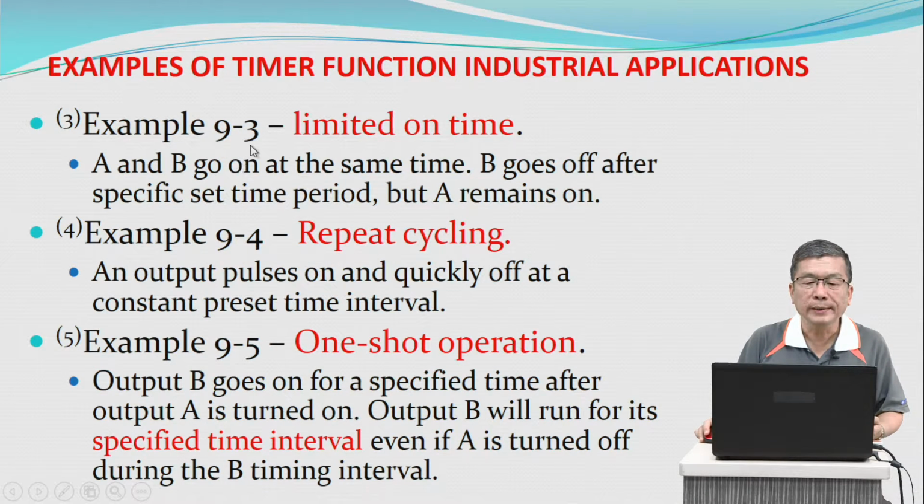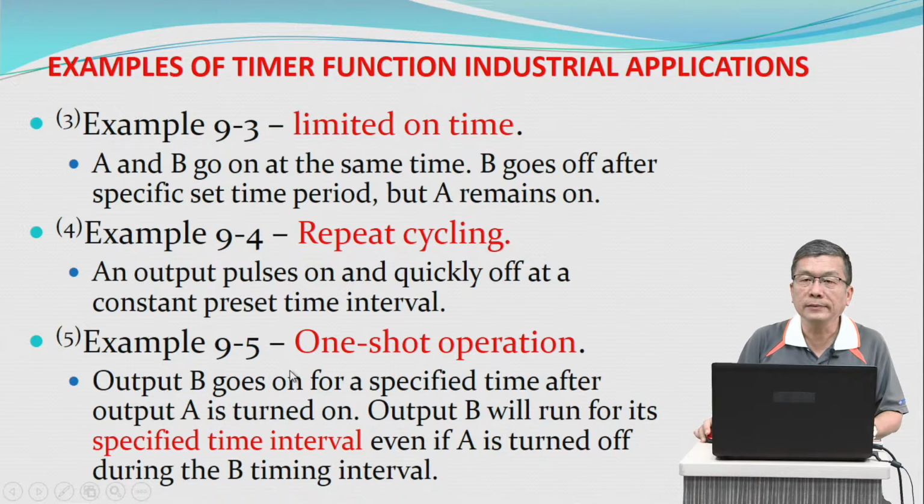Example 3. Limited on time. A and B go on at the same time. B goes off after a specific set time period, but A remains on. Example 4. Repeat cycling. An output pulls on and quickly off at a constant preset time interval.